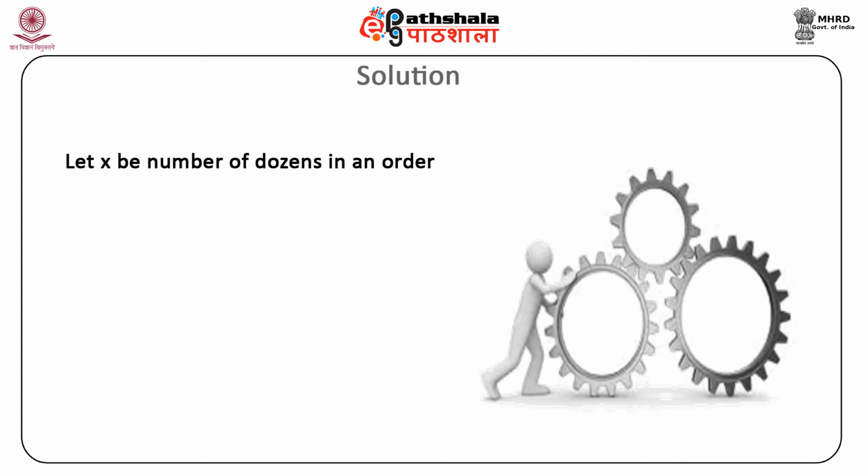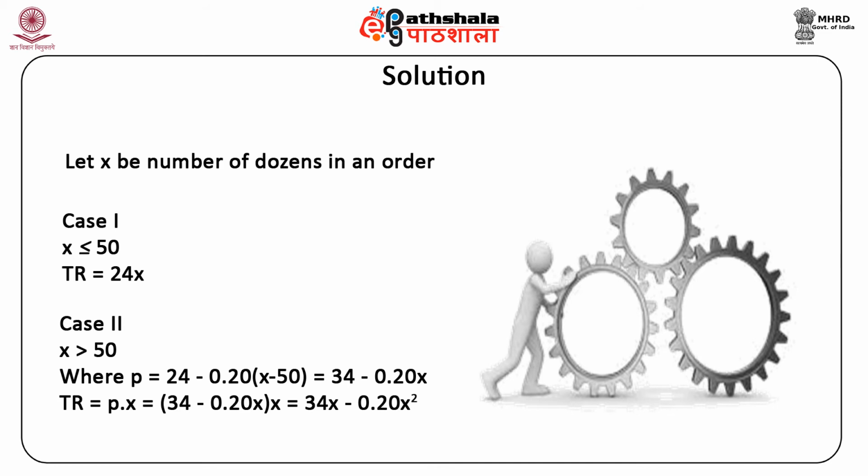Let x be the number of dozens in an order. When x is less than or equal to 50, total revenue is 24 into x. When x is greater than 50, the price charged per dozen is given by P equal to 24 minus 0.2 into (x minus 50). This is equal to 34 minus 0.2x.